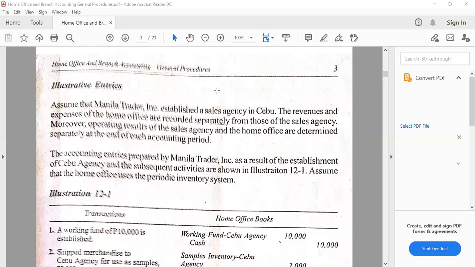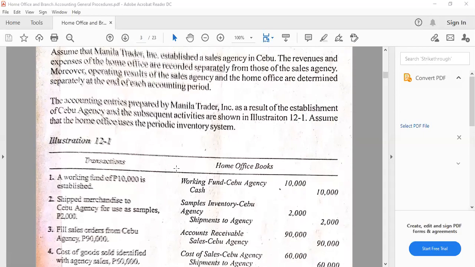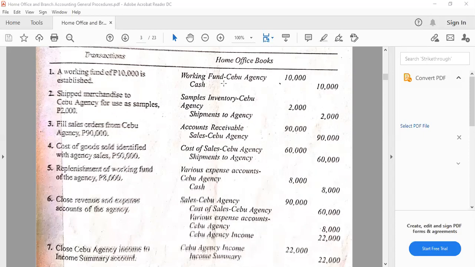But for me, as I've said, I would like to highlight that I like and appreciate recording separately. Illustrative entry: this is an agency in Cebu of Manila Trader Incorporated. These are the transactions by the sales agency in Cebu for, let's just say, the month. You can notice that the transactions are recorded by the home office books, that is Manila Trader Incorporated's books. You can notice also again that the name of the agency has been attached to the account titles. So these transactions are recorded similarly to those transactions that we have met from our accounting years.